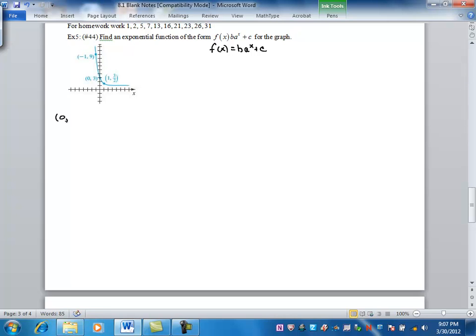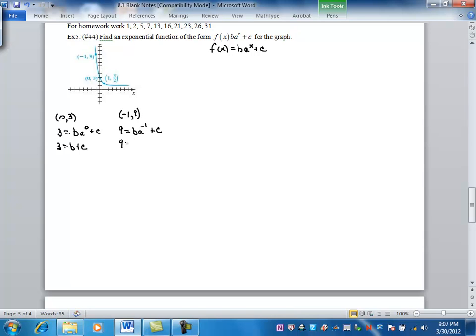We've got the point (0, 3). So we're going to plug that in. Let's see what that does for us. 3 equals b, a to the 0 plus c. This gives me 3 equals b plus c. And then I've got the point (-1, 9). Well, let's see, where's this going to go? Well, y is 9, b, a to the -1 plus c.